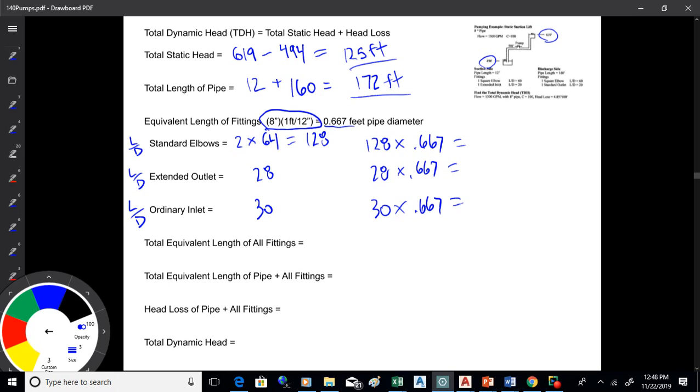So the stuff you get off that chart, which, again, I'll give you a copy of this on the test. Now, we won't do pump stuff on the test, but we'll do this minor loss stuff, which is why I just want to get this in. I thought it might be a good review a little bit. So on page 123, those are L over D. So you got to multiply L over D times D to get the equivalent length. So I'm getting 85.3, 18.7, and 20.